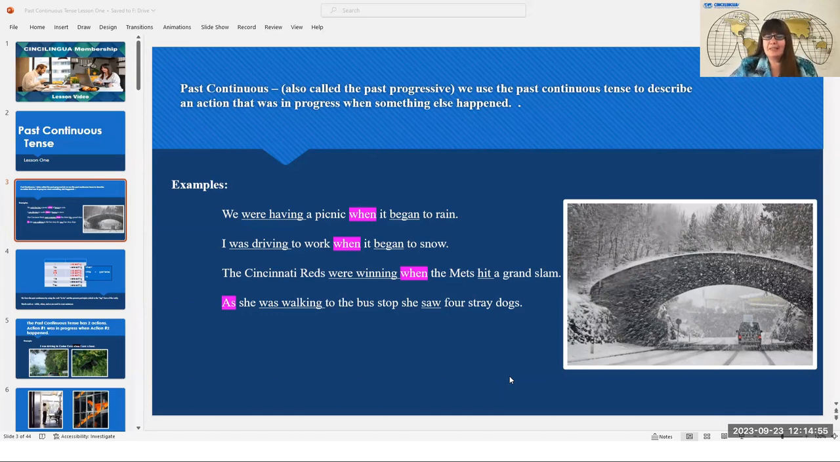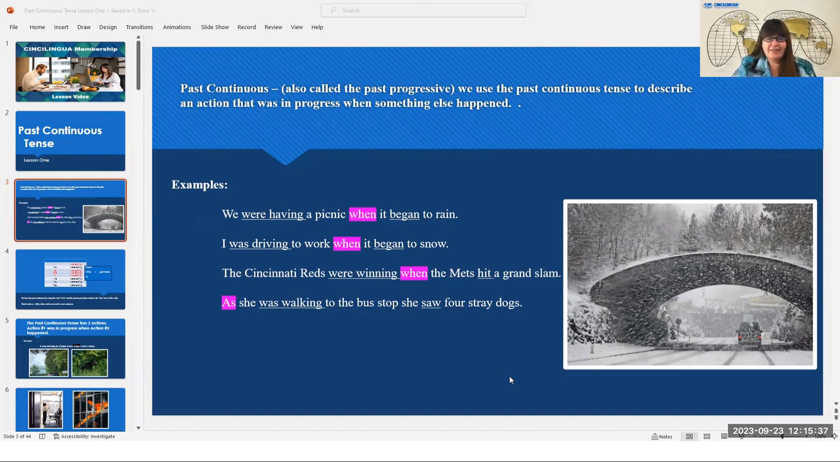So let's look at this first example. We were having a picnic when it began to rain. Okay, so we went to the park and we're having a picnic. People are eating. The sun is shining. Everything's okay. And then, boom, it began to rain. So having the picnic is the first action. And when it started to rain, that's the second action. So we are just saying that I was doing this thing when this other action happened.